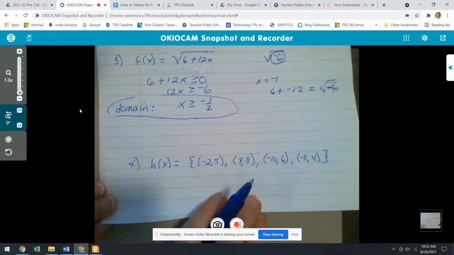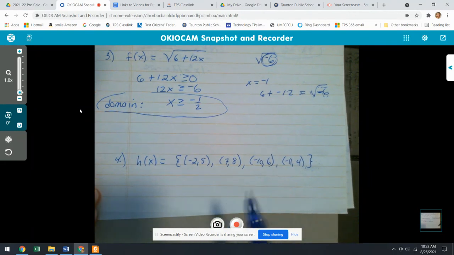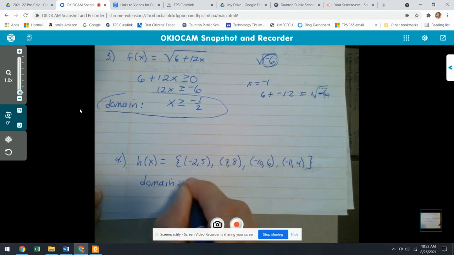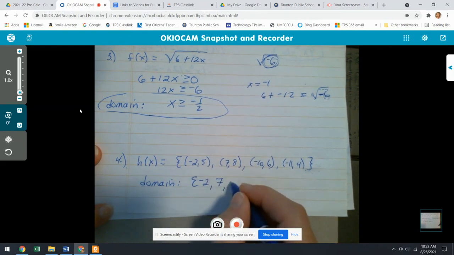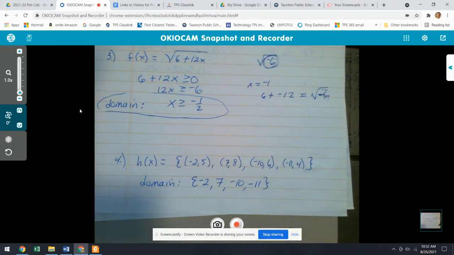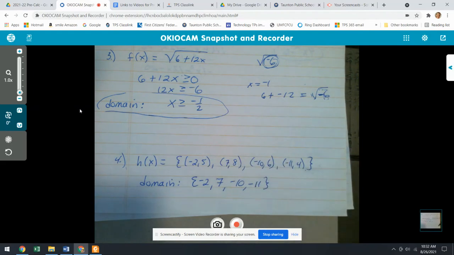To me, these are the easiest ones. These are probably the ones that you saw in Algebra 1. This function is defined as a set of ordered pairs. There's 4 points. That's it. So to have the domain, you would just list off all the x values. So the first ordered pair has a -2, 7, -10, and that's the domain. All right, so the domain, and if I asked you for the range, it would be all the y values there.